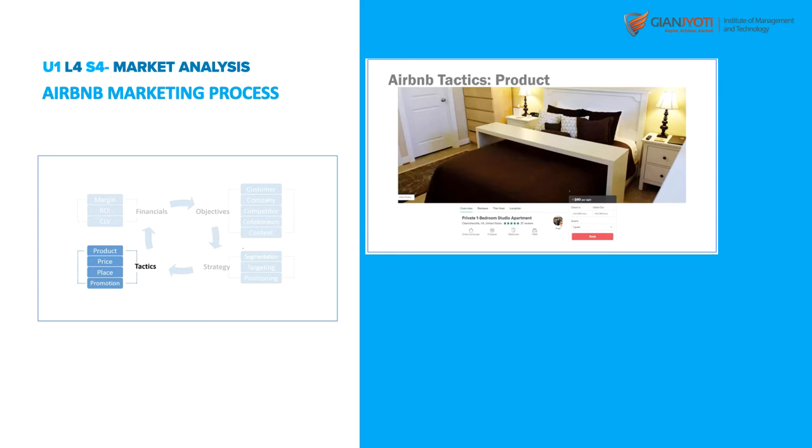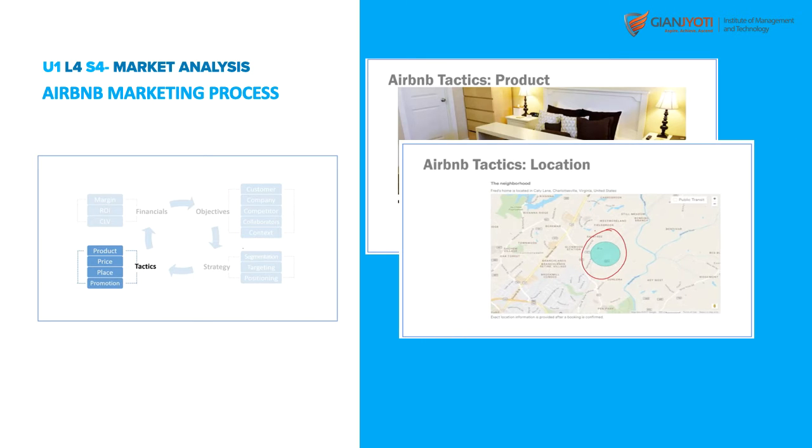What is the price? In this case, we are talking of a bedroom studio apartment, which is around $60 per night. So that is the pricing, and they set it keeping in mind the competitors' pricing in that location with that accommodation.